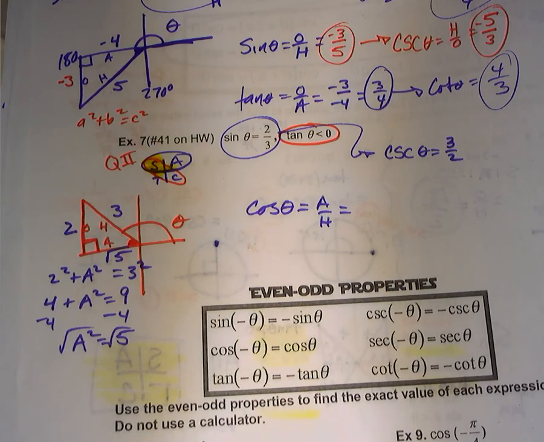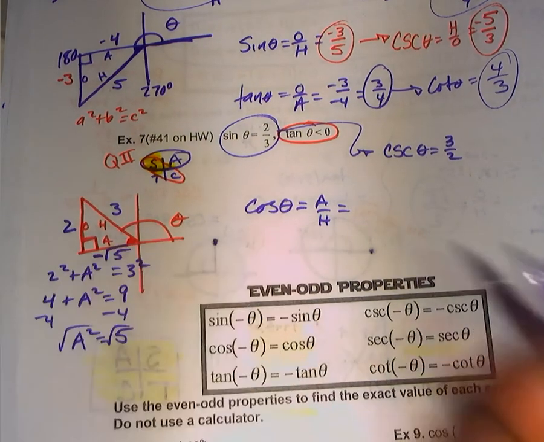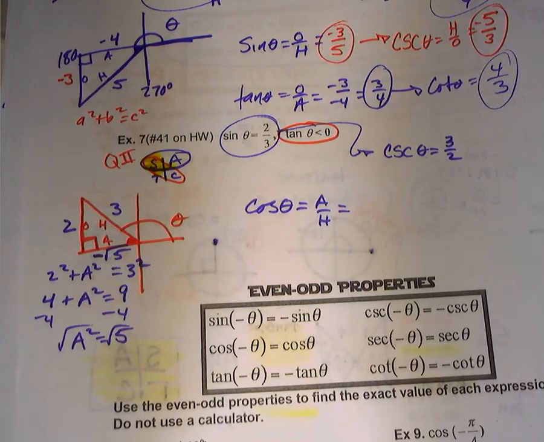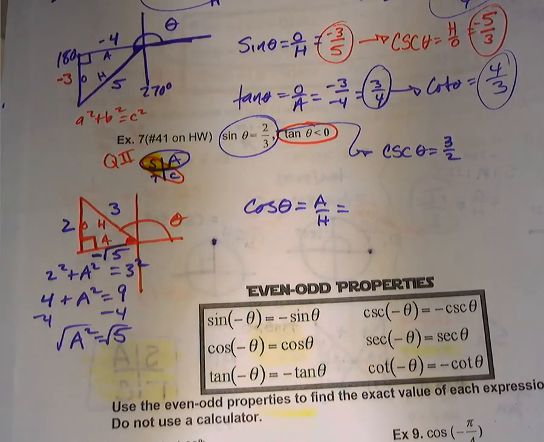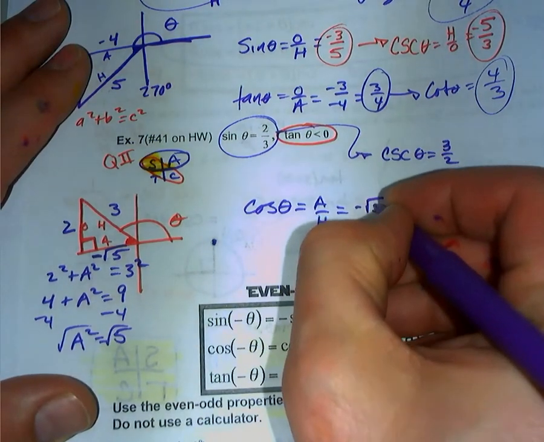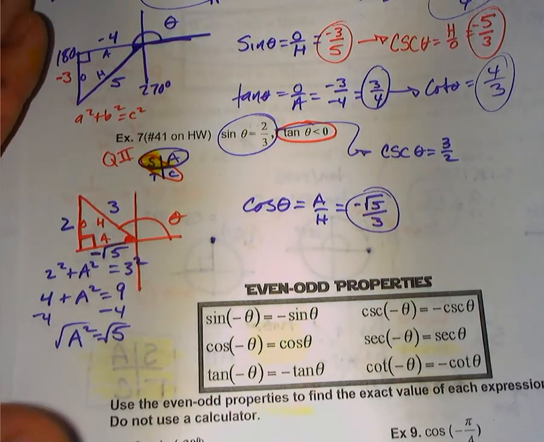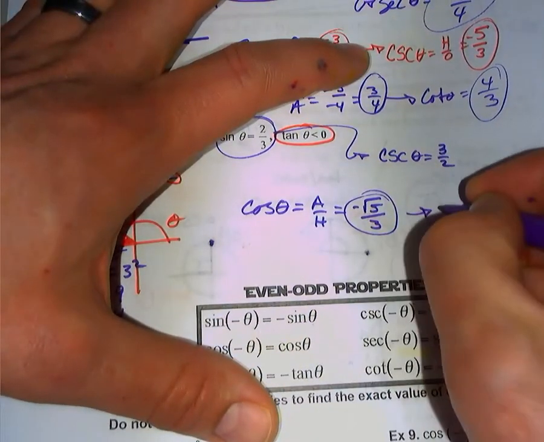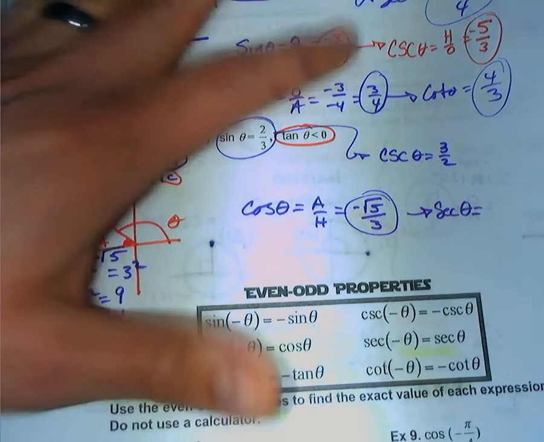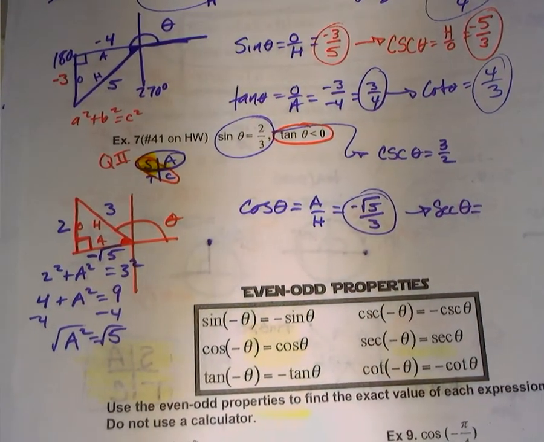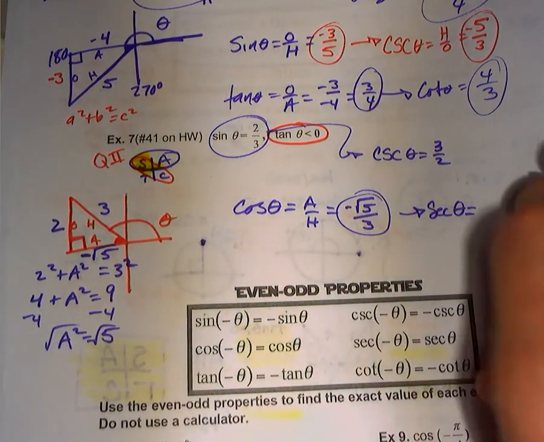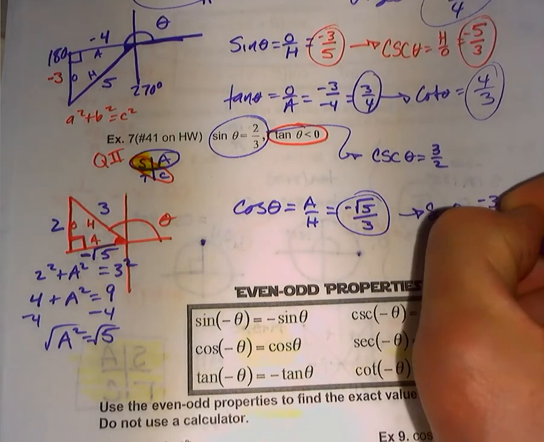Because I'm in quadrant 2. What's wrong with my triangle? Little tiny thing. It's got to be negative. It's on the left side. So again, sine is the only one positive. That means cosine and tangent have got to be negative. So this is negative root 5 over 3. His buddy, secant, H over A. Flippy flip. That's negative 3 over root 5.